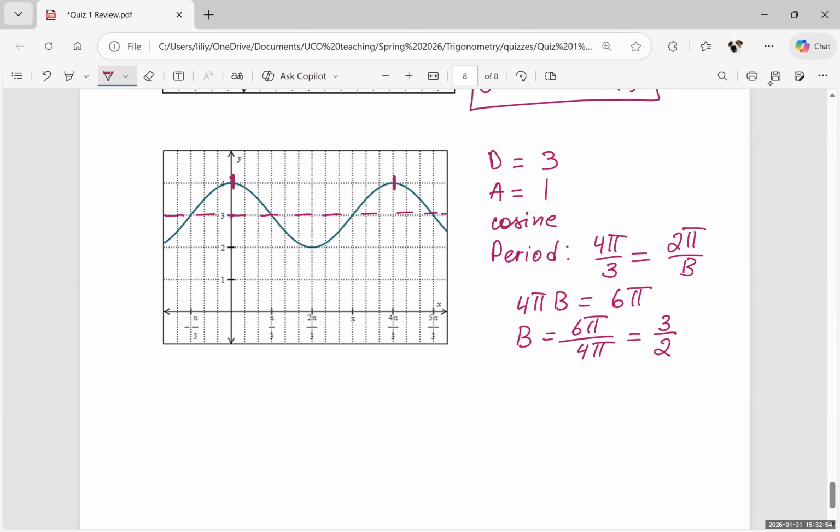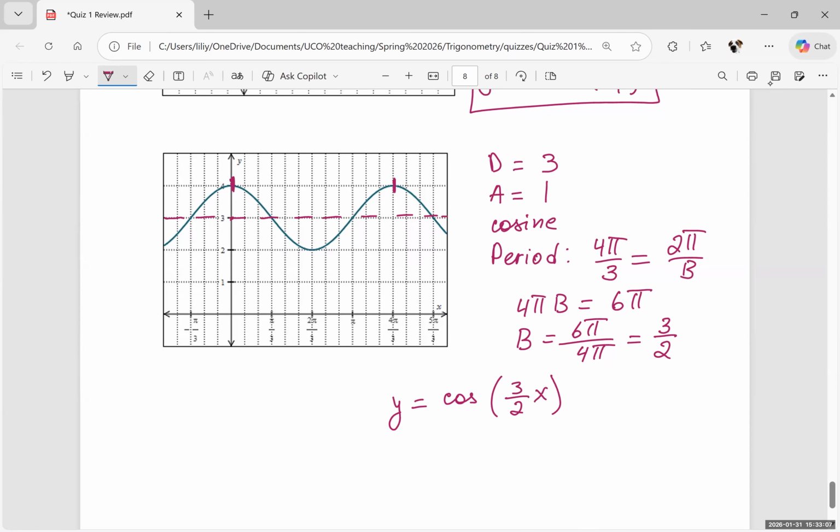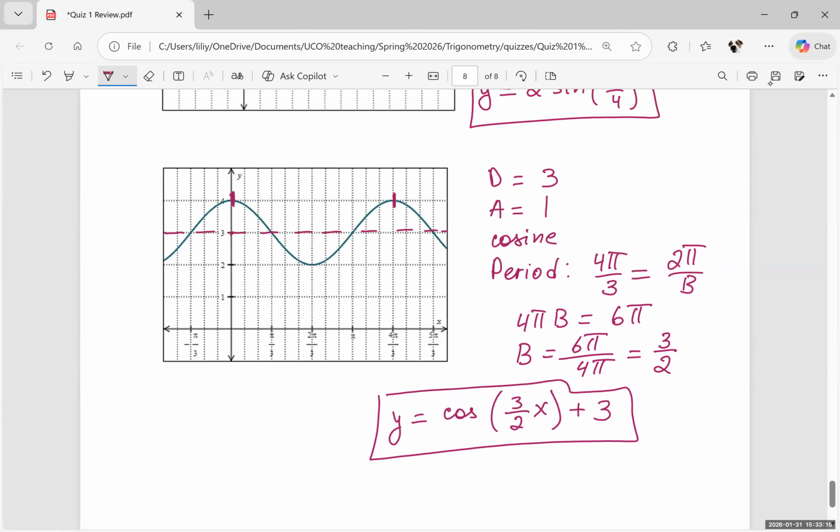Okay, I think we have everything that we need. y equals, A is 1, you don't have to put 1 down, so cosine of 3 over 2 times x, plus D, which is 3. All right. This is the end of the review. Hopefully it will help you with the quiz.